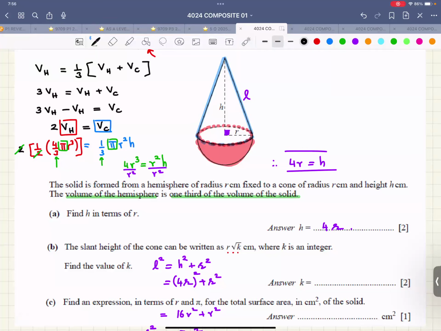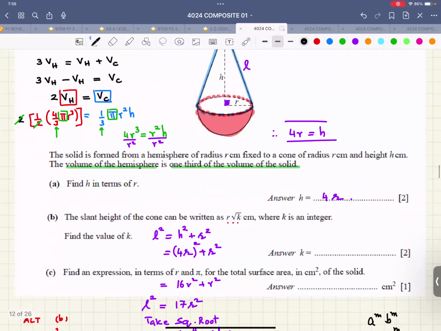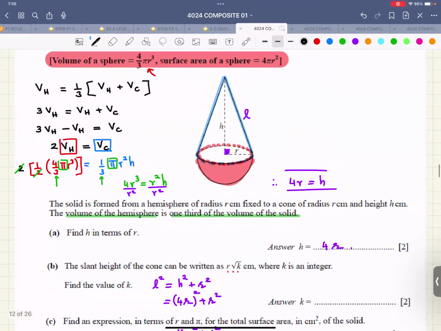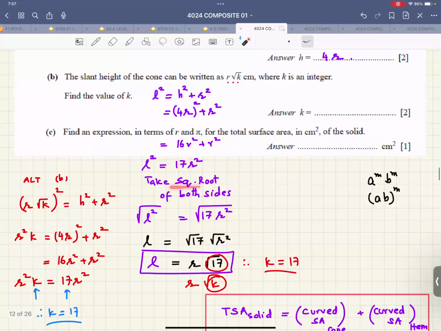Now it says the slant height of the cone can be written as r root k. So this slant height, right over here, I have denoted as L. So we have h, we have r, we have L. How are they related? L squared is h squared plus r squared. What is h? 4r. When you square it, 4 will also be squared. So that is 16r squared plus r squared, that is 17r squared. Take the square root of both sides.